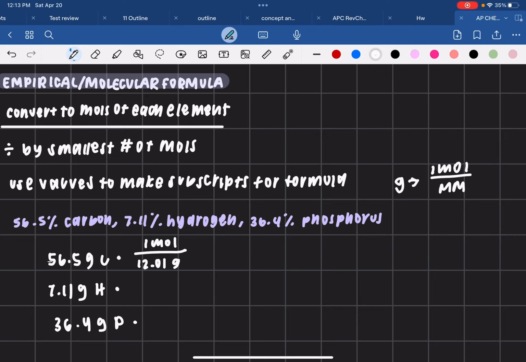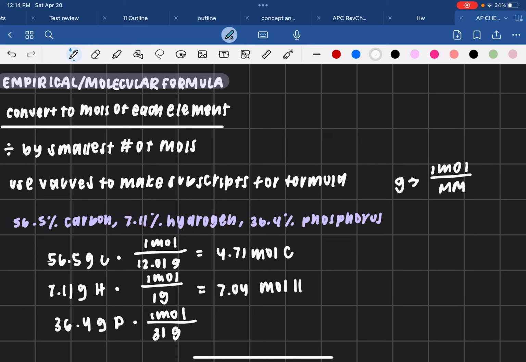So we're going to just go 1 mole over 1 gram of hydrogen, and then same for phosphorus, that would be 1 mole over 30.97, so 31 grams of phosphorus. Okay, now we're going to convert. We're just going to use the calculator, and we're going to get 4.71 moles of carbon, 7.04 moles of hydrogen, and then 1.18 moles of phosphorus.